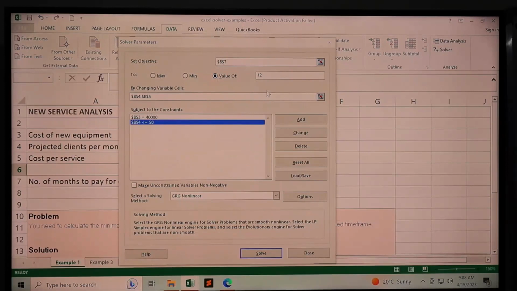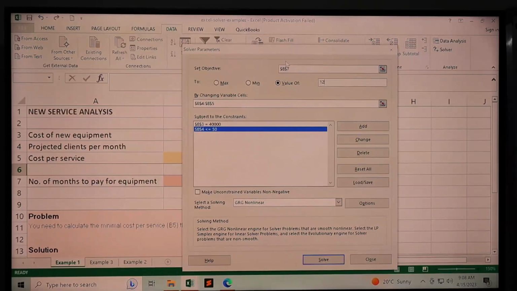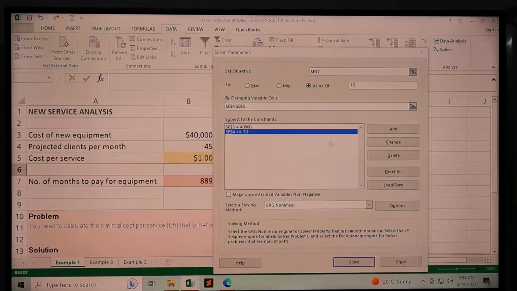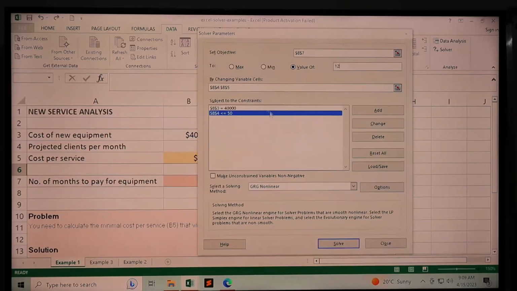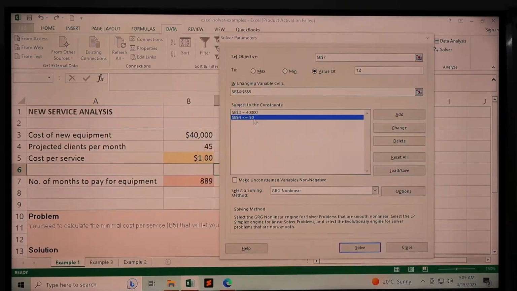So that simply means that we want to limit our value all the way to 12 months, using these constraints, and we want to see whether we can achieve that. To achieve 12, you must set these constraints here. You're supposed to change these two numbers, the numbers representing projected client per month and the cost per service.